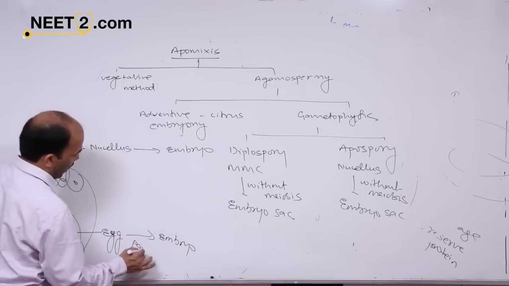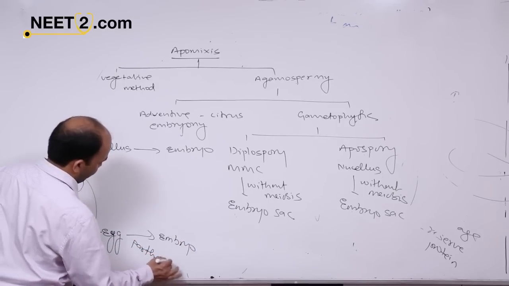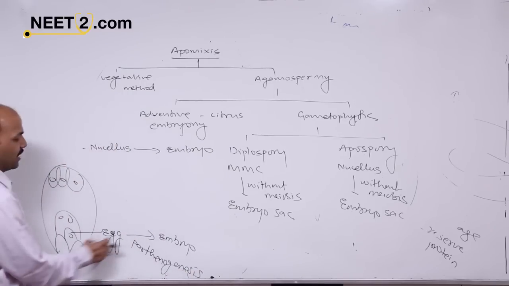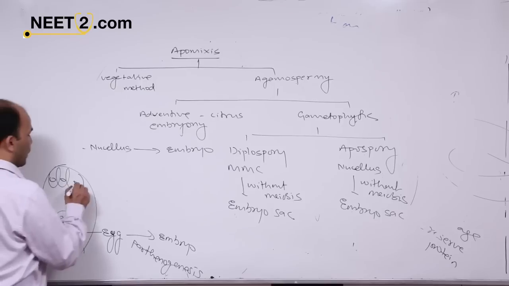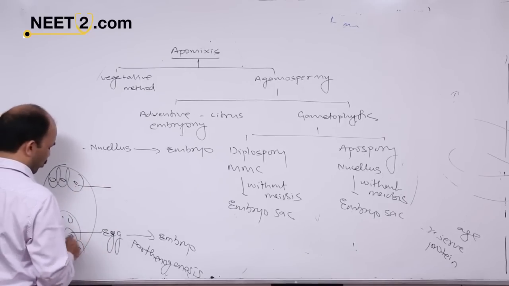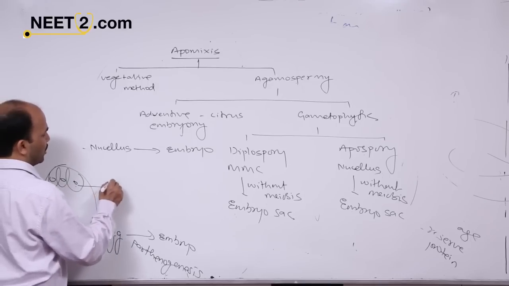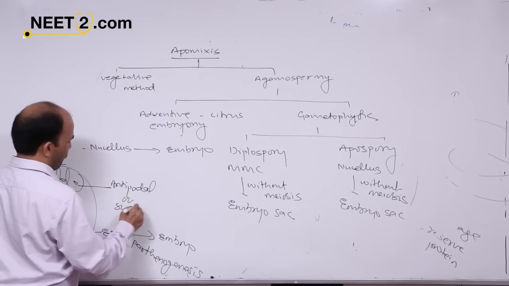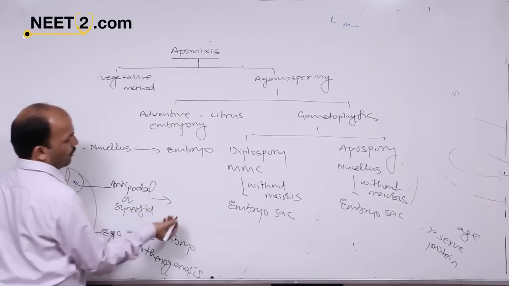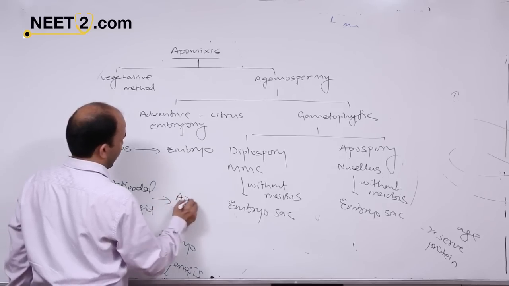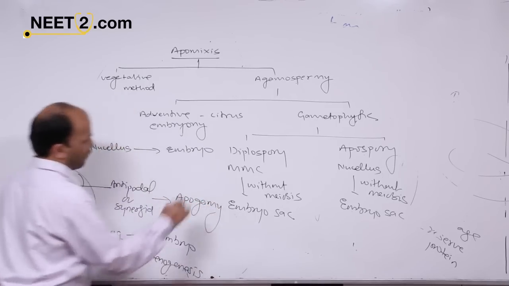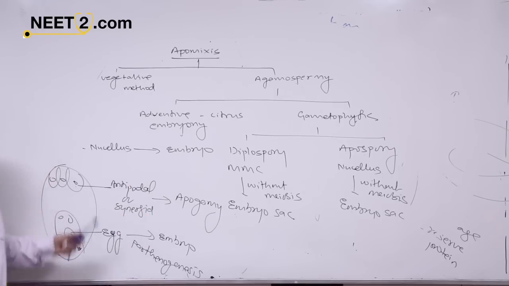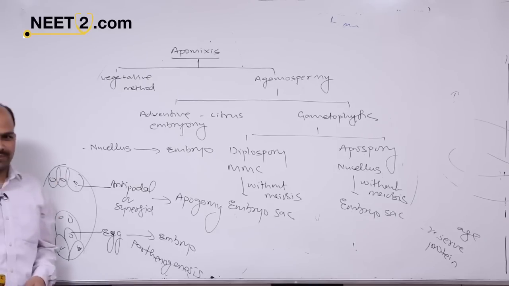then the process is parthenogenesis. Parthenogenesis, partheno means virgin, genesis means birth. Egg develops embryo without fertilization. If any other cell produces embryo, like antipodal or synergid, without fertilization, then the process will be called apogamy. So this is all about the apomixis. Please mention it. After that, last part, that is the development of seed.